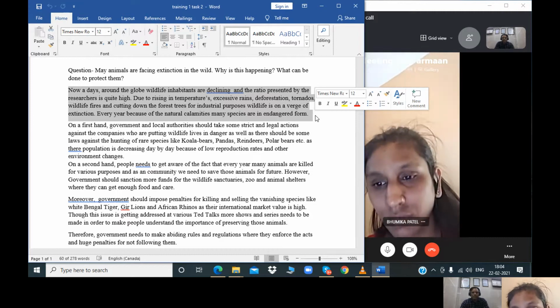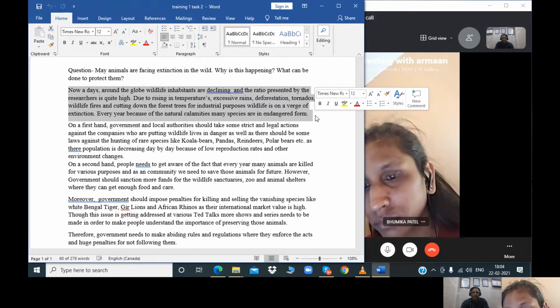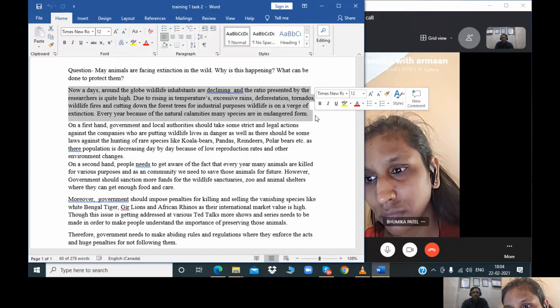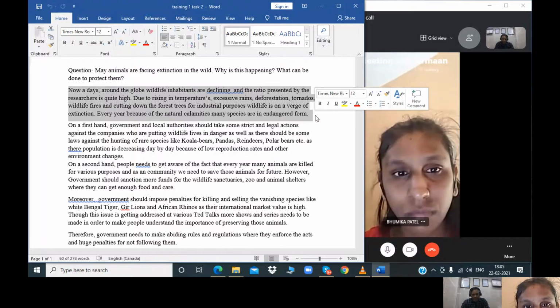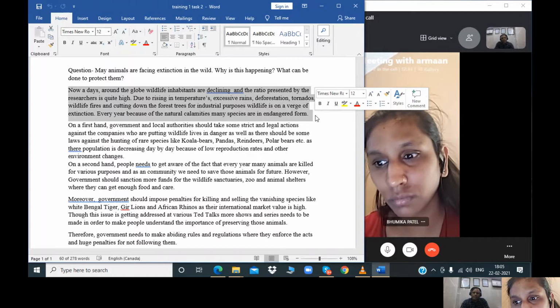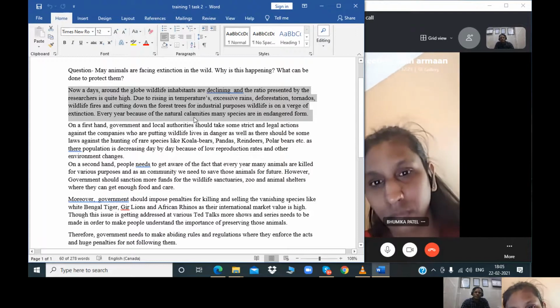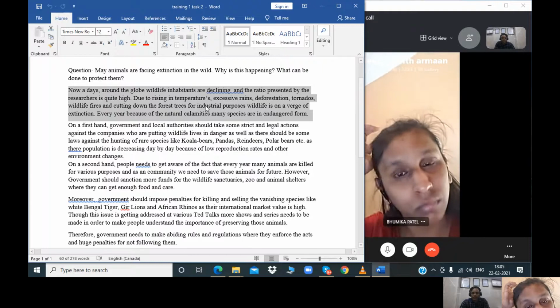the synonyms of extinction, from nature, from the earth, and the ratio presented by the researchers is quite high for the extinction of such animals. According to me, there are many reasons such as these, and I'm going to express my point of view in the further paragraphs. Like this, I have shown how to begin and how to end. So the data that you have presented is very good, but next time I would like to see it in a more well organized form.